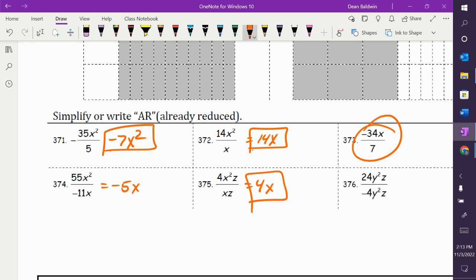Last one, 24 divided by negative 4. Negative 6. What happens to the y squareds? Cancel each other out. Boom. Z's? Cancel each other out. Boom. So it's just negative 6.